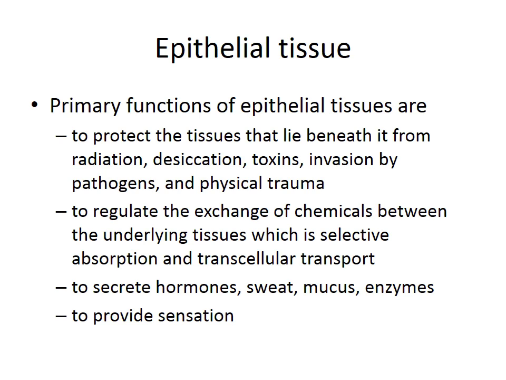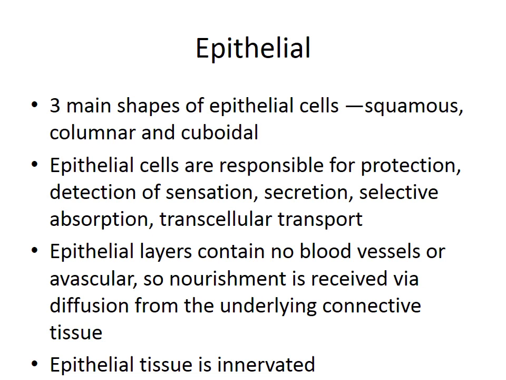And another primary function of epithelial tissue is to regulate the exchange of chemicals between the underlying tissues. And this regulation is very selective. It's selective absorption, and there's transcellular transport. So it's going to have to regulate that. It's going to have to say how much can come in or go out. And epithelial tissue is also going to be required to secrete hormones, or secrete sweat, or mucus, or enzymes. So these are primary functions of epithelial tissues. And it also must, because it's the first barrier, provide sensation. So you can see right away that there are a whole bunch of diversifications in this epithelial tissue.